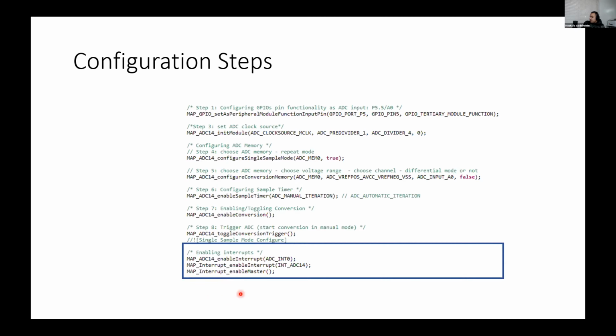So here is how you enable the interrupt. You enable the interrupt first inside the ADC module itself. And again, you should enable the interrupt in the NVIC, the module that is responsible for all the hardware interrupts in your microcontroller. You also should enable the interrupt of ADC inside this module.